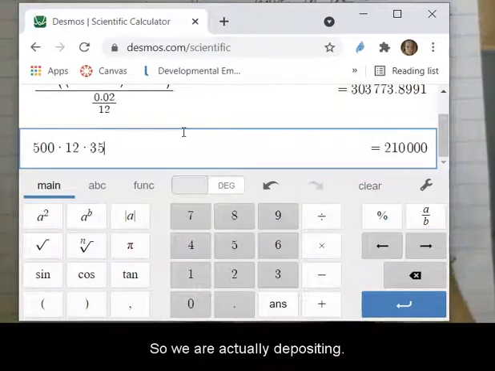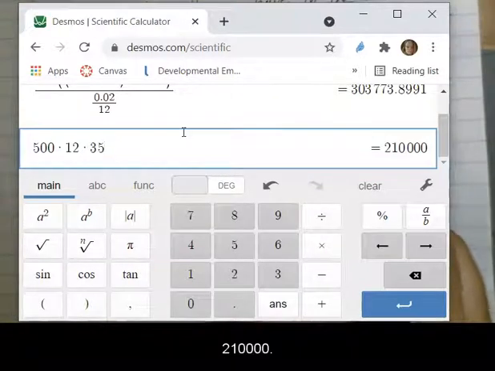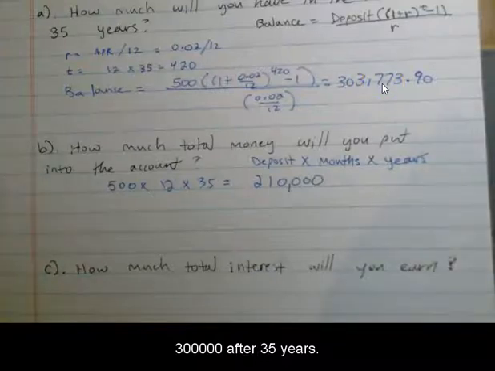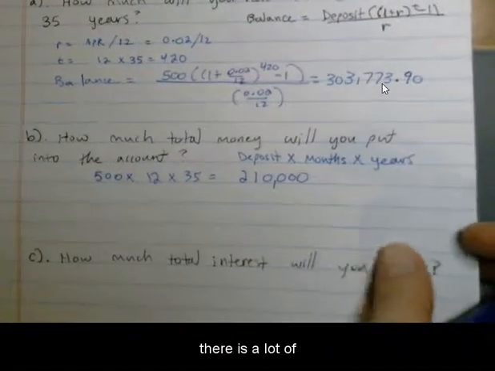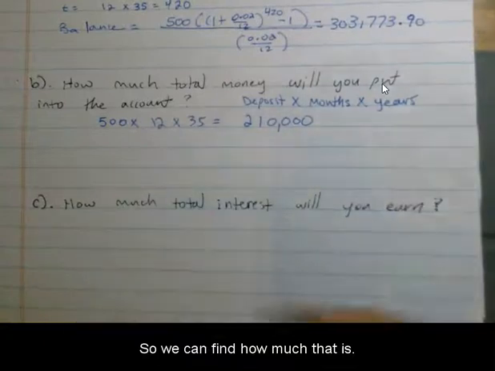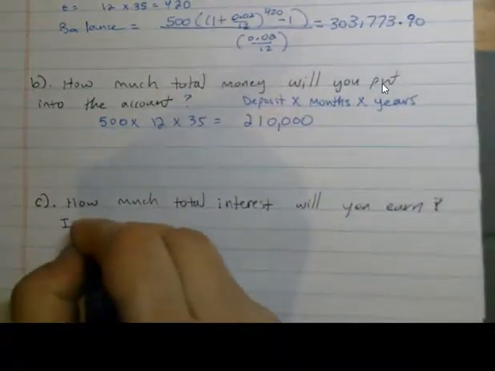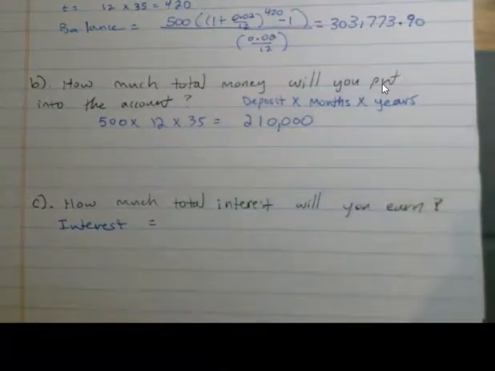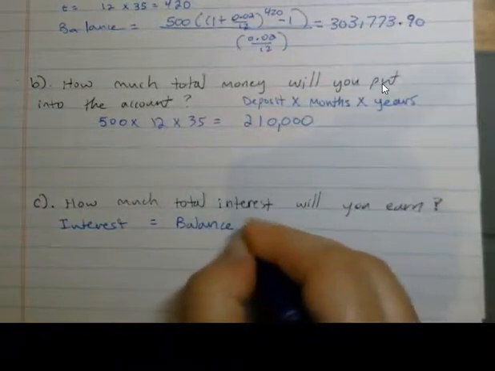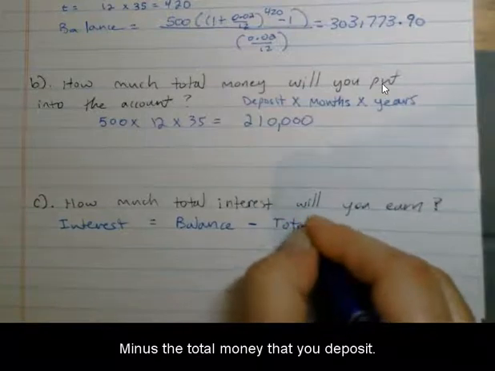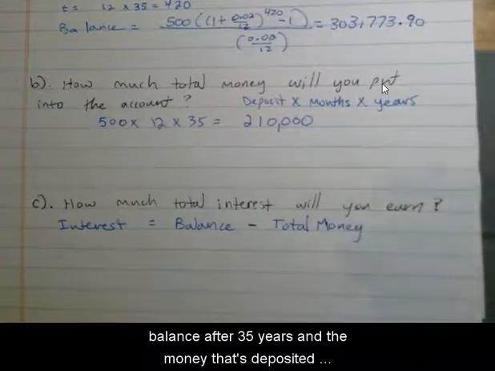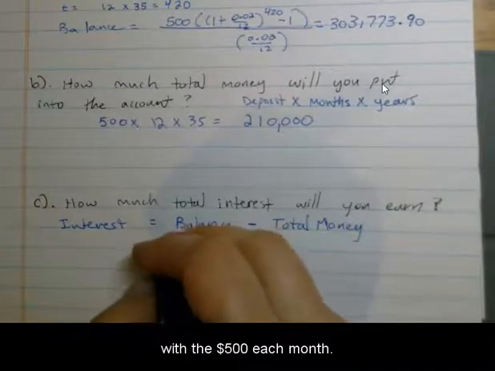So we are actually depositing $210,000, but there is over $300,000 after 35 years. So there's a lot of interest that's being earned over that time period, and we can find how much that is. So the interest would be the balance minus the total money that you deposit. So we're just finding the difference between the actual balance after 35 years and the money that's deposited with the $500 each month.